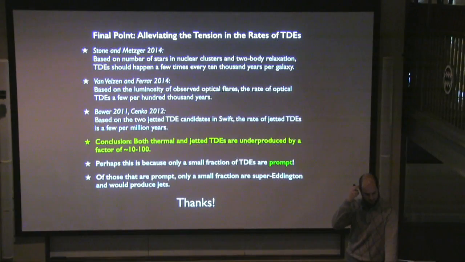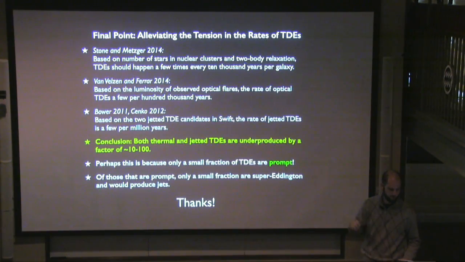But observationally, we find it's about a few per 100,000 years for thermal flares and a few per million years for jetted events. This may be explained by the fact that a large fraction of TDEs actually are not prompt. They're slowed down to the point of not being able to recognize them. And I'll stop it there.